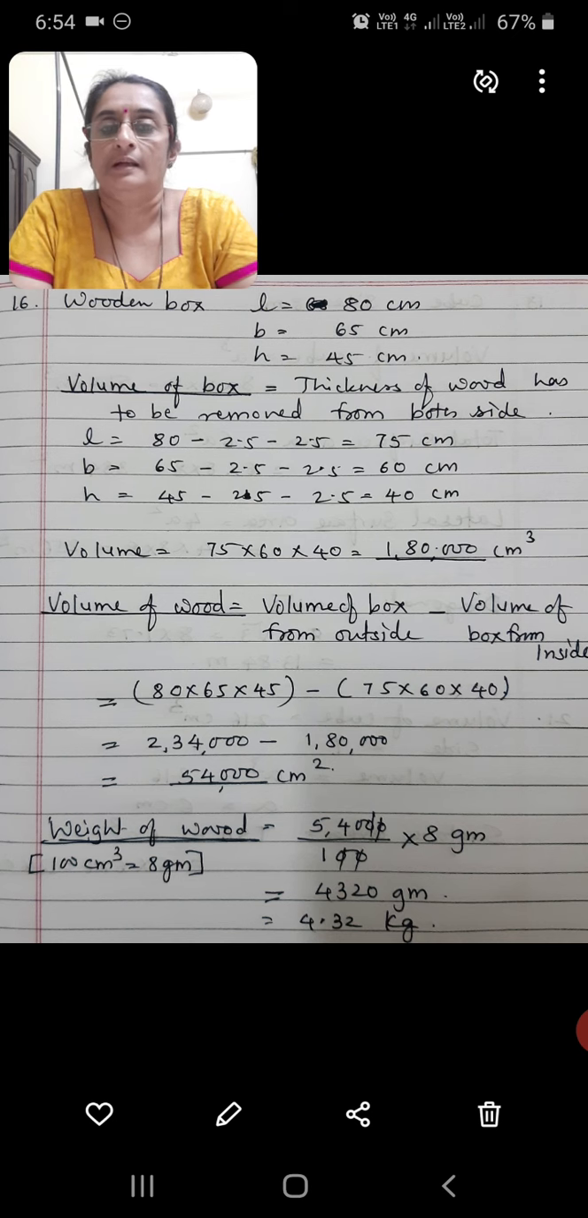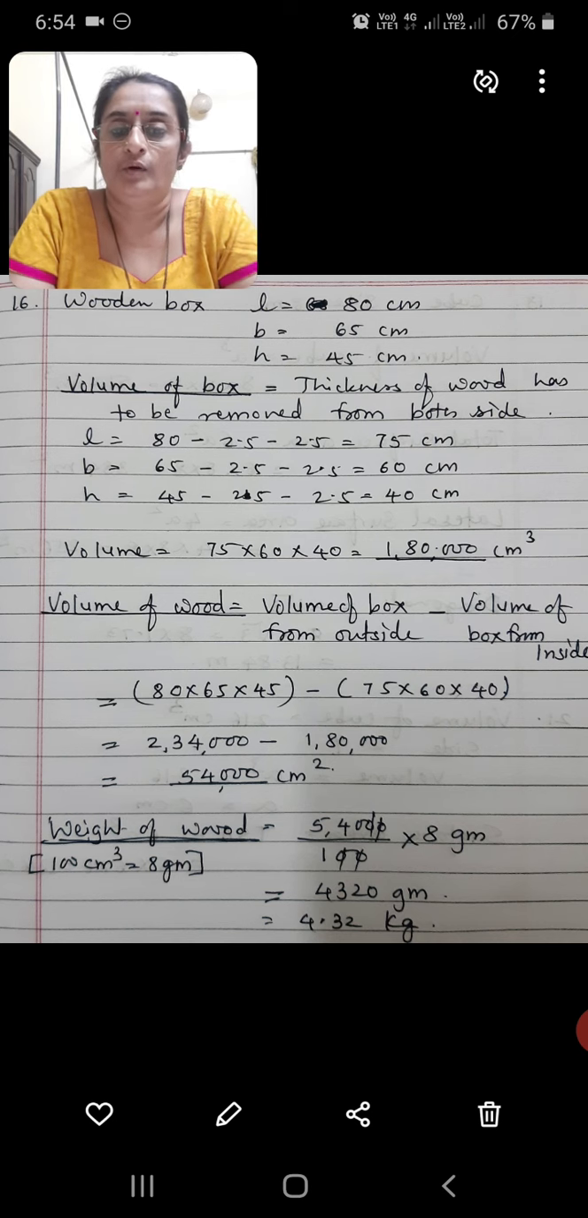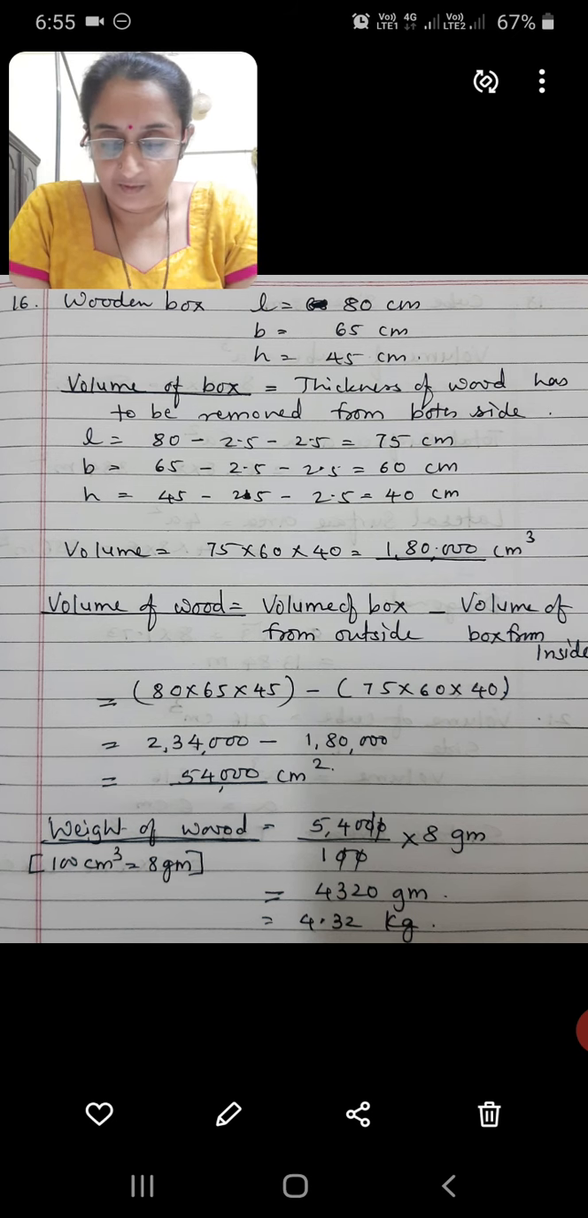Now one more question is asked in that. You have to tell the weight of that wood. So the weight of the wood is given: it is given that 100 centimeter cube weighs 8 grams.